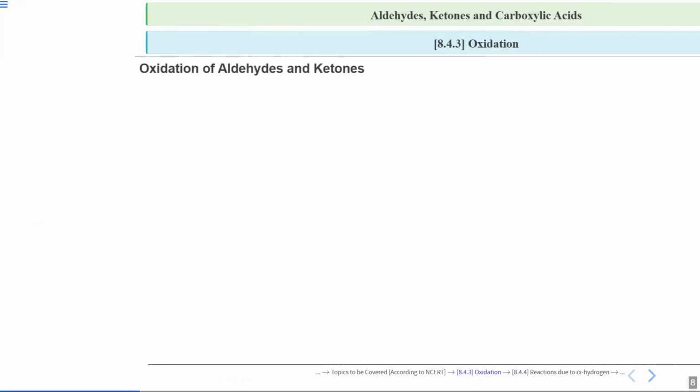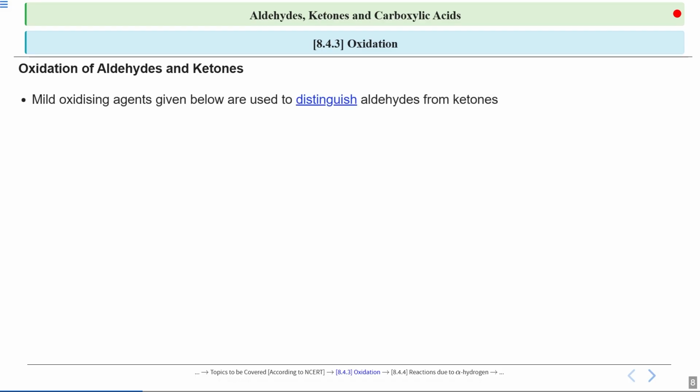Okay, now continuing towards the oxidation of aldehydes and ketones. Now let's look at how I can distinguish aldehydes from ketones using a mild oxidizing agent. We discussed strong oxidizing agents. Now we will discuss mild oxidizing agents. These agents are gentle enough to react with aldehydes but not ketones.